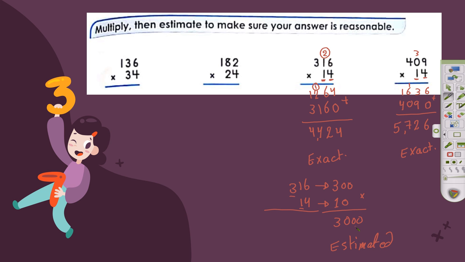Estimated number. We called it what? Estimated number. So now let's compare between the exact number and the estimated number. 4,424 and 3,000. These numbers are close to each other, right? So we say our answer is reasonable. Okay? Our answer is reasonable. Great job.